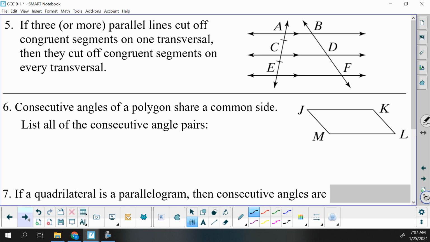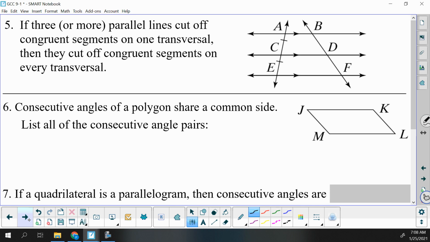All right, the next one is not one of our reasons that we'll use in proofs, but is something we'll see in algebraic problems today. So if you have multiple parallel lines cutting a transversal, and you know that the parts of one of the transversals are congruent, on the other transversal they will also be congruent. So from A to C and C to E, those are congruent.